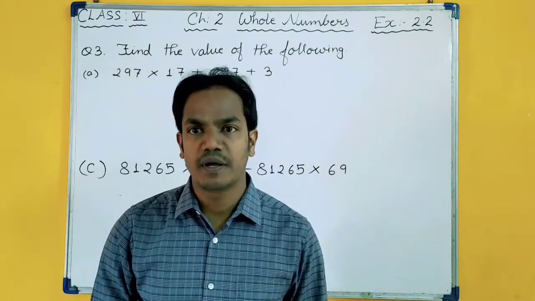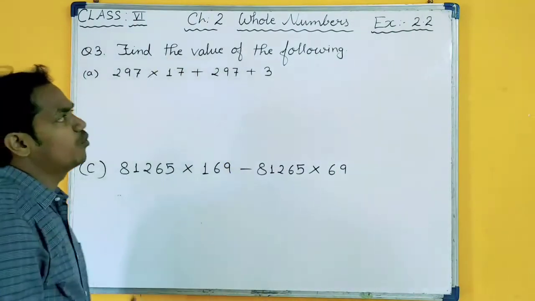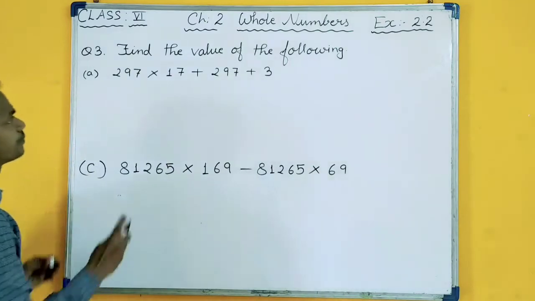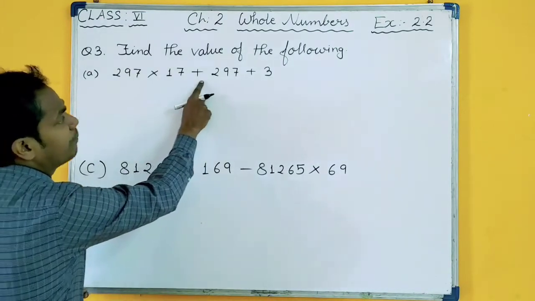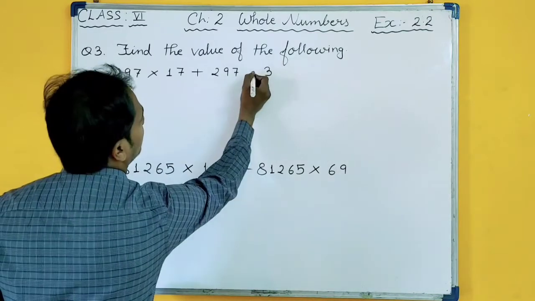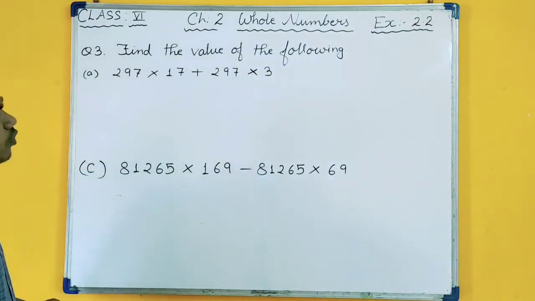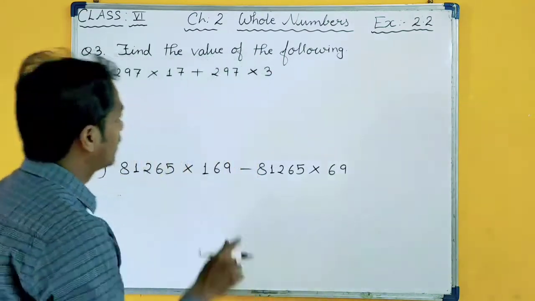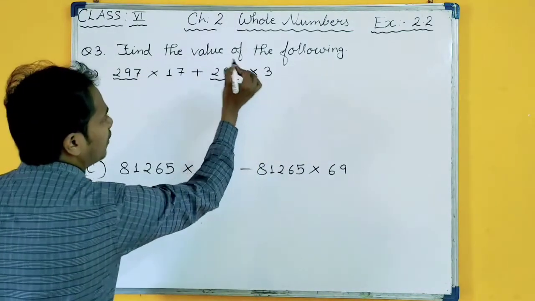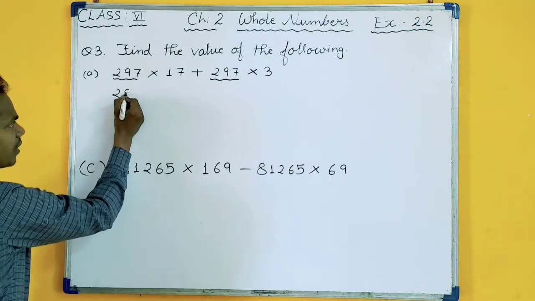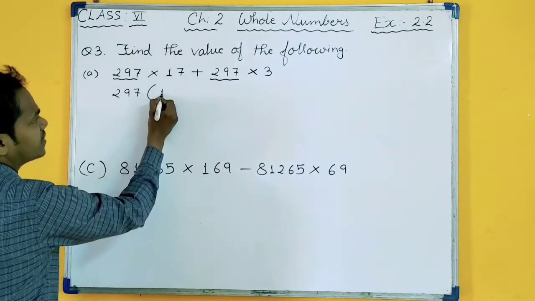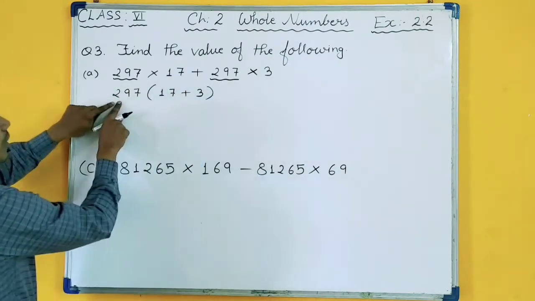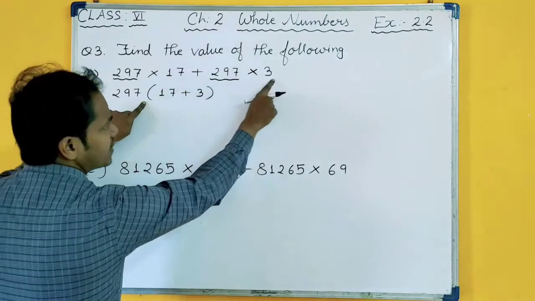Okay students, now question number 3. Find the value of the following. This question is very easy. You only have to remember one thing. How will you solve this question? 297 multiplied by 17 plus 297 multiplied by 3. Okay, so what you will do here, see, first you will check which number is common. Here you can see 297 and 297 both are common. So first take your common number, then 17 plus 3. First I have taken the common number, multiplied by 17 plus 3.